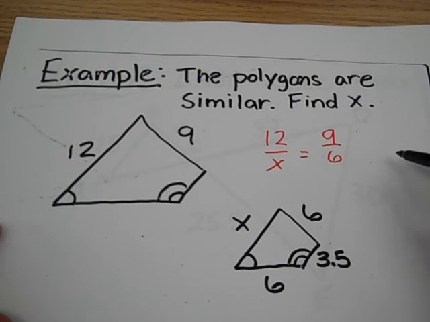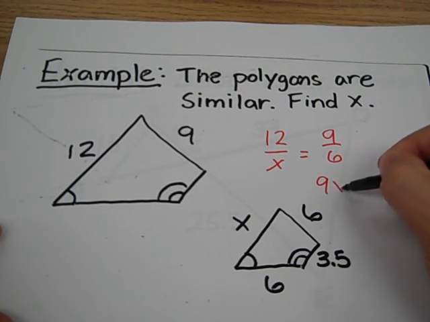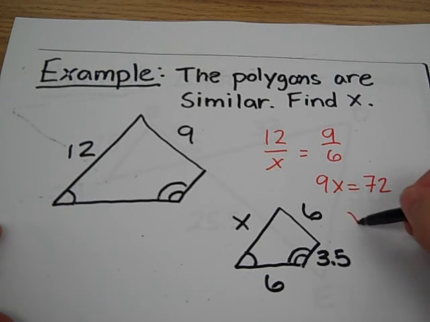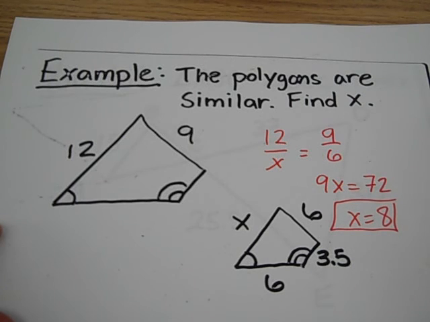And now I can solve this proportion. I get 9x equals 72. I'll divide both sides by 9, and I get that x is 8.